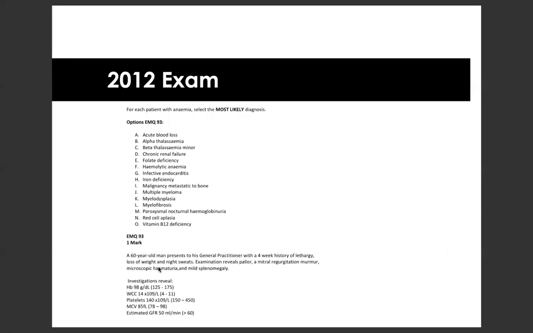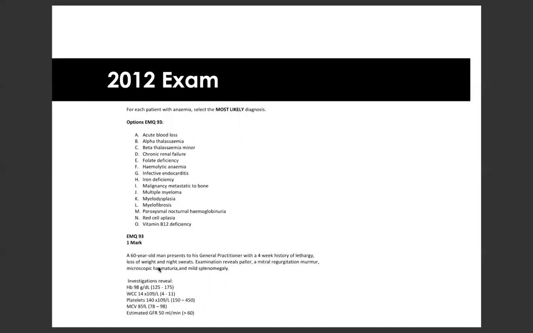sweats. Examination reveals pallor, a mitral regurgitation murmur, microscopic hematuria, and mild splenomegaly. And then this is confirmed with FBE, so she's anemic, has elevated white cell count, slightly reduced platelets, normal MCV, and reduced renal function. What's this?